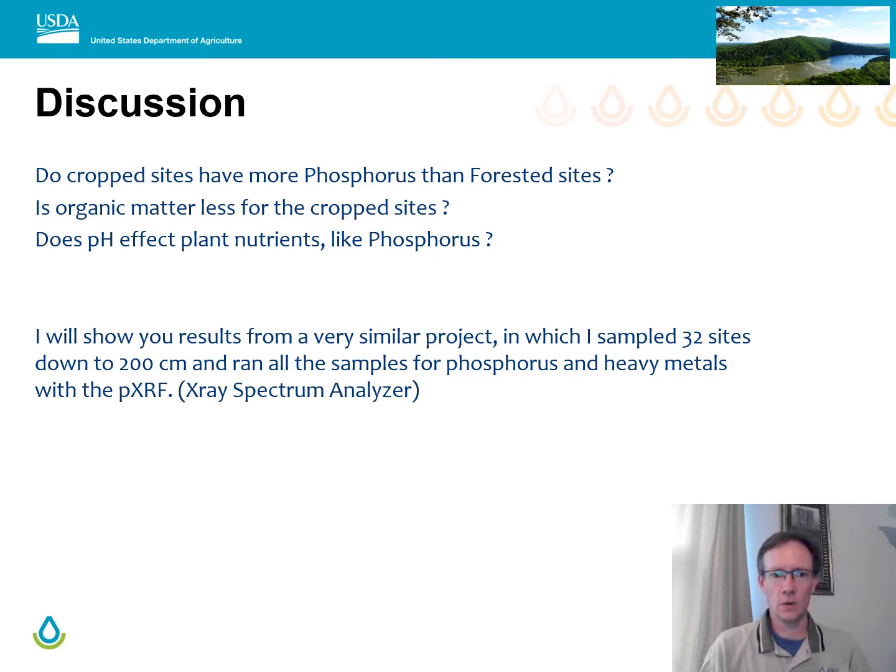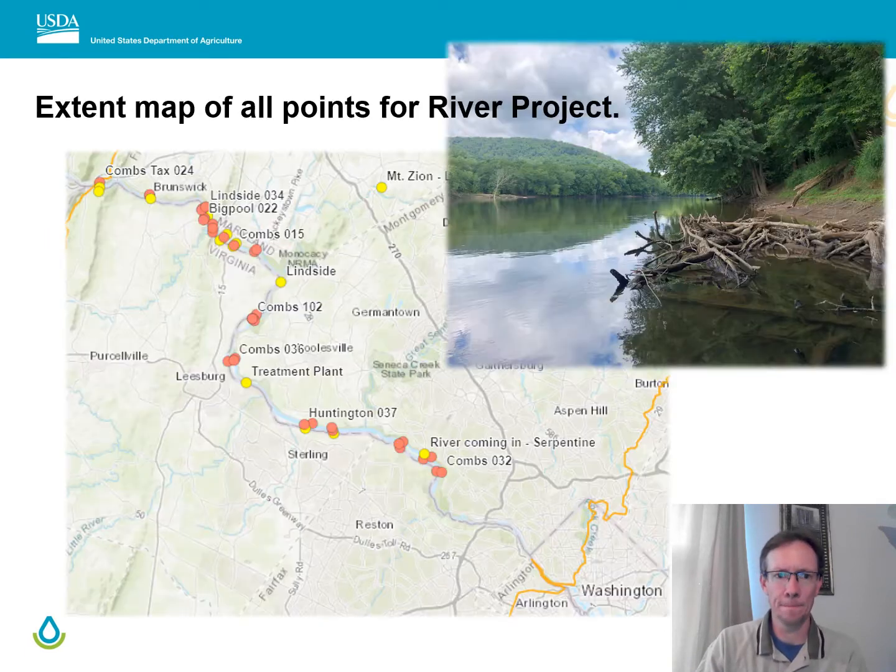So I'm going to share with you results I have from a similar project, in which I sampled 32 sites down to 2 meters and ran the samples through the XRF machine, the X-ray spectrum analyzer, and we tested for phosphorus and heavy metals. Here's an extent map of all the points I did from Harpers Ferry, West Virginia, down to almost Washington, D.C., but not quite all the way.